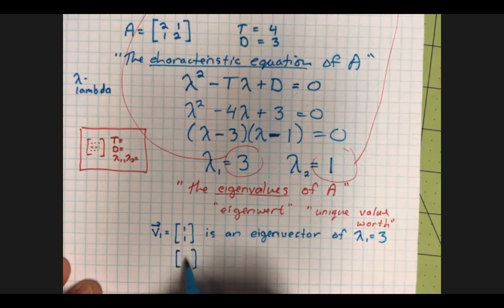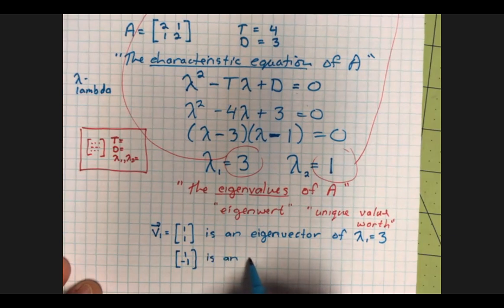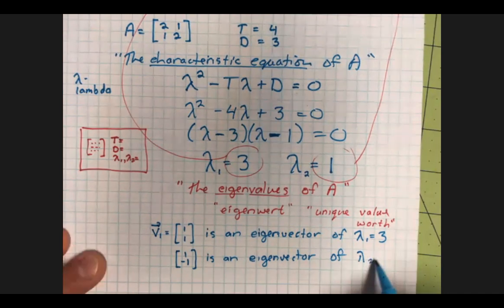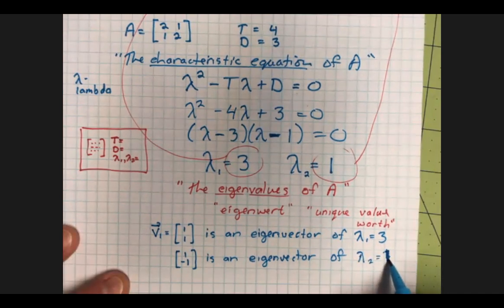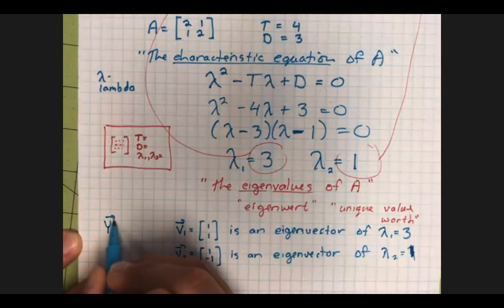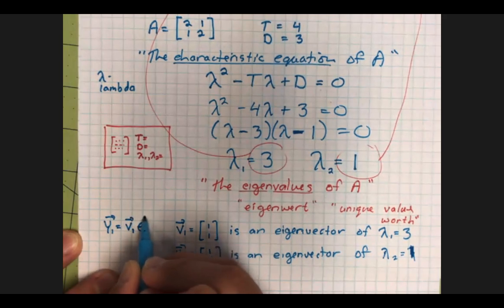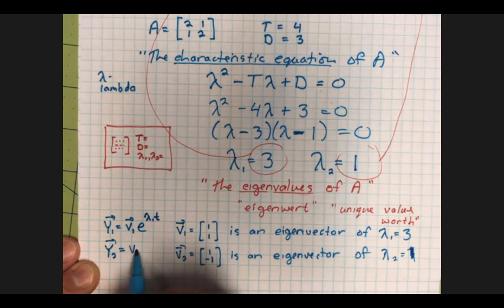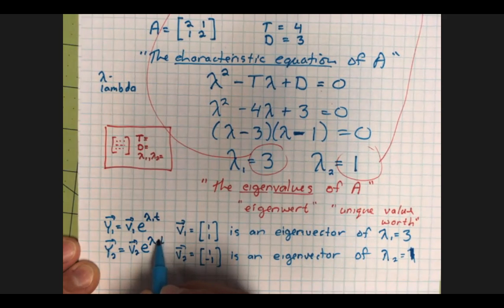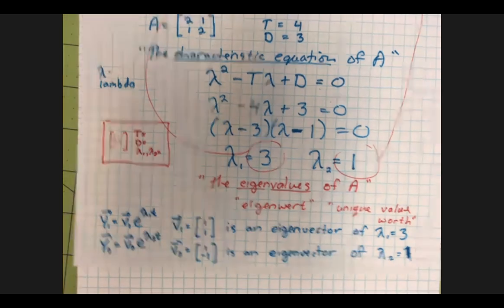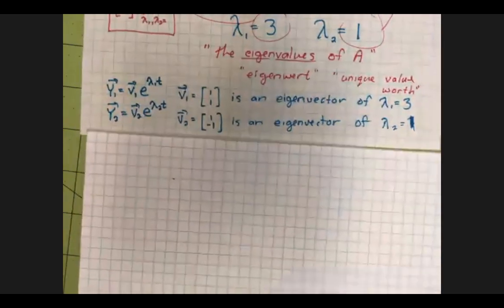And the other vector, 1, minus 1, is an eigenvector of lambda 2 equals 1. That was the other one. Let's call it V2. So the solution Y1 is simply the eigenvector times E to the eigenvalue T. The solution Y2 is the eigenvector, E to the eigenvalue lambda 2 T. I'll show you the values of these in a second, but you've already done them in a previous problem in chapter 2. The question is, how did I compute these eigenvectors?